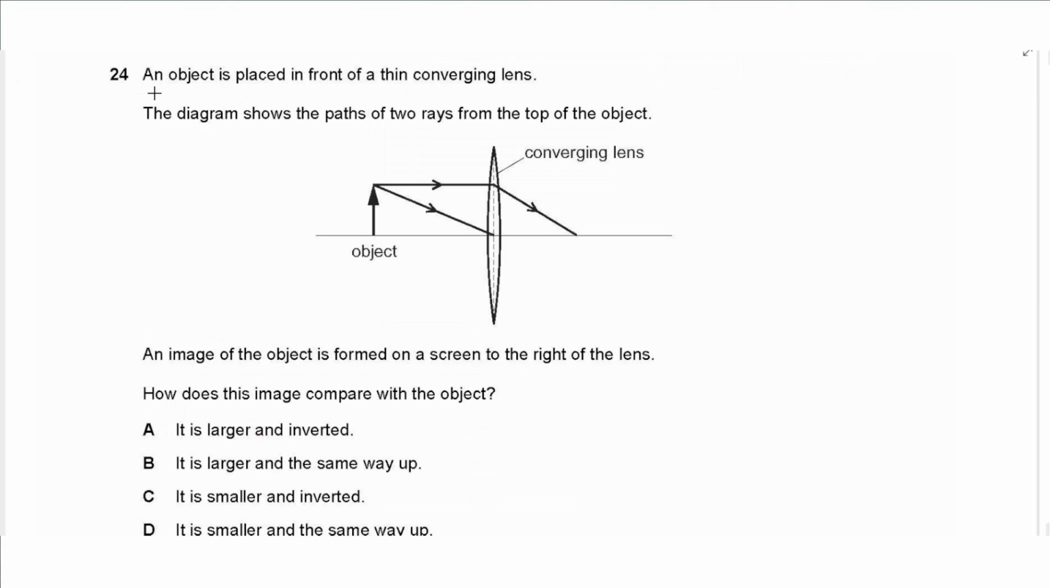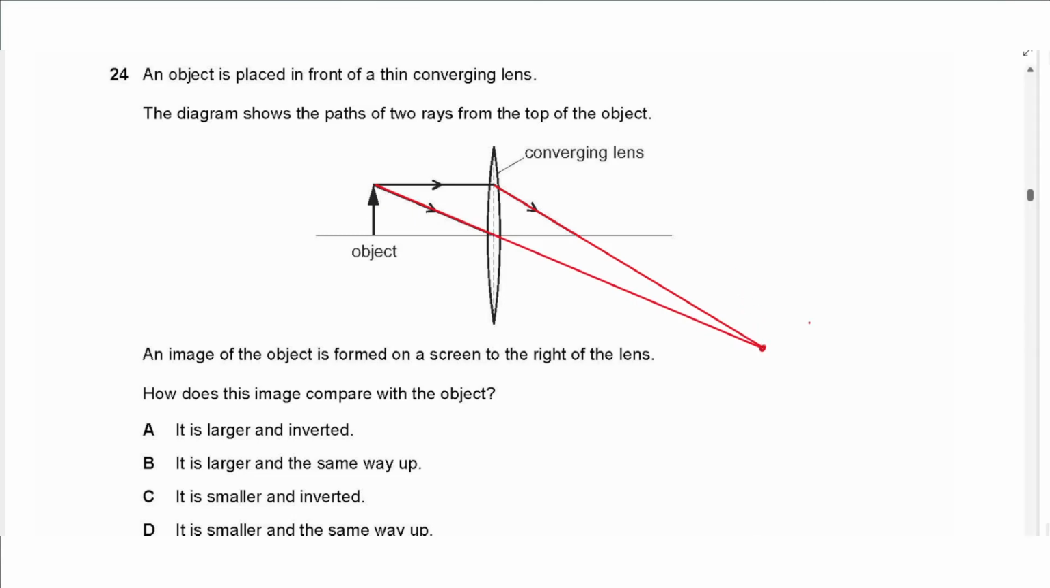Question 24 says an object is placed in front of a thin converging lens. The diagram shows the path of two rays from the top of the object. An image of the object is formed on a screen to the right of the lens. How does this image compare to the object? If we continue the rays so that they intersect like this, we will find that they will intersect approximately at this point.